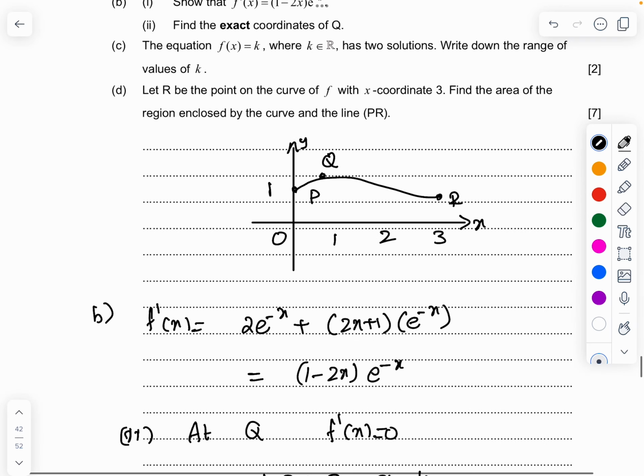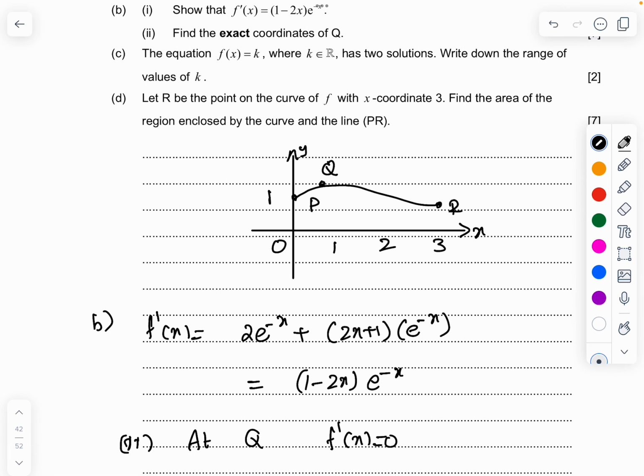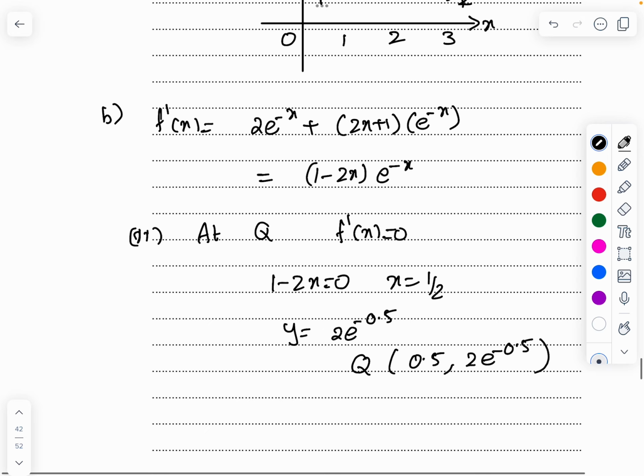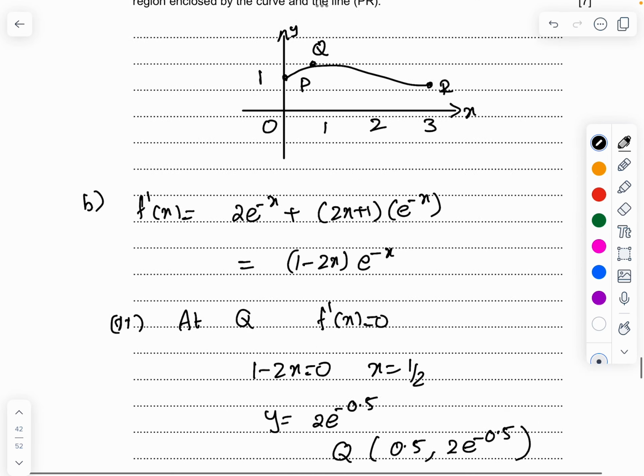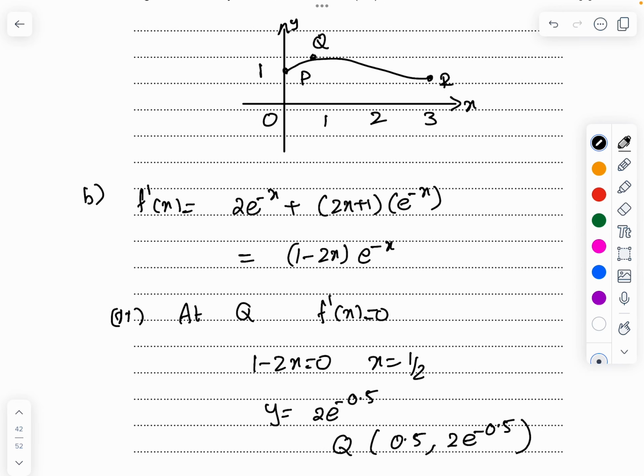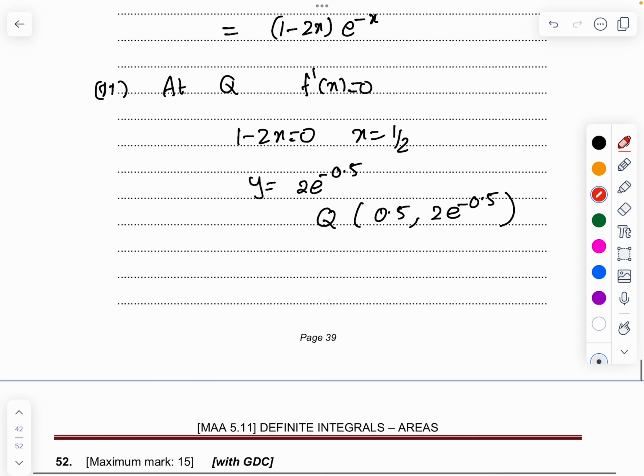Part C. Find k for which f of x equals to k has two solutions. Two solutions means we can clearly see that it should be between 1 and Q. So k should be lying between 1 and what is this? 2 e power minus 0.5.